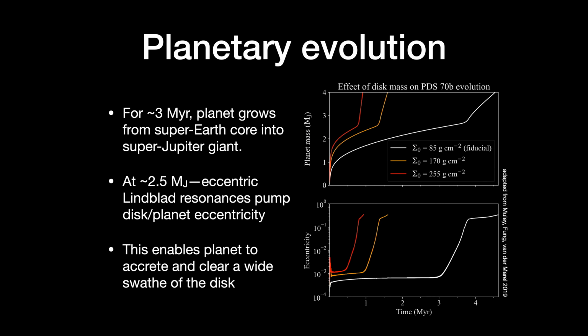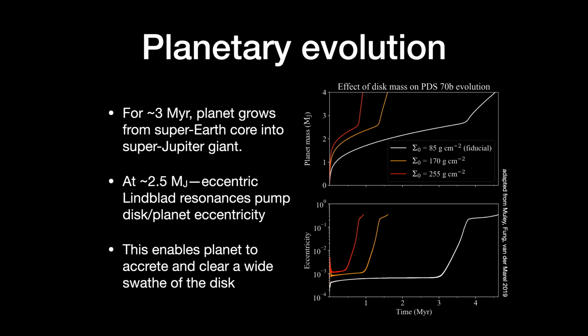How did the planet evolve in our simulations? For about 3 megayears, the planet grew, accreting material from a super Earth core into a super Jupiter giant. But then when the mass ratio reached something like 3 times 10 to the minus 3, or 2.5 Jupiter masses given the mass of the star PDS-70, some higher order eccentric Lindblad resonances actually pumped up the eccentricity of the disk and planet. And as you can see in the lower right panel, that eccentricity for the planet at least grew as an instability. And this enabled the planet to accrete and clear a wide swath of the disk.